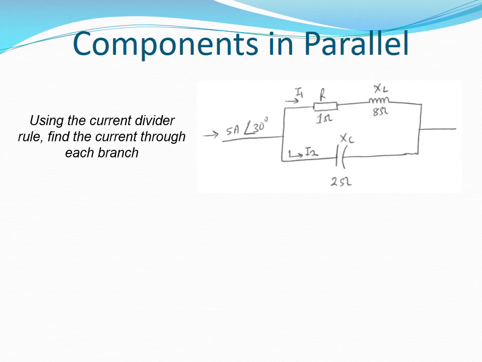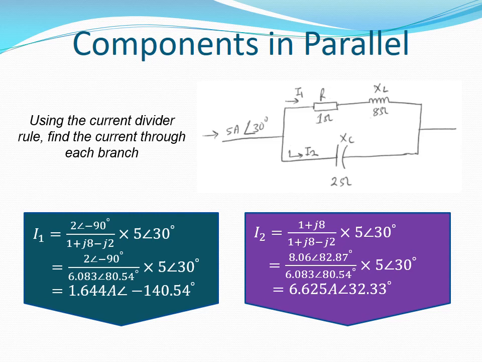In this example, we are given a network with two branches in parallel. We are required to use the current divider rule to find the current flowing in each branch. We use the current divider rule formula for two branches in parallel. We obtain our currents as I1 equals 1.644 amps at an angle of minus 140.54 degrees. I2 is 6.625 amps at an angle of 32.33 degrees.